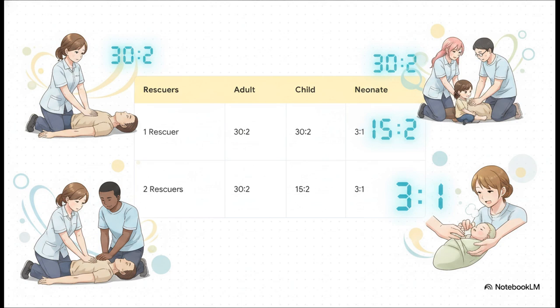Why the change? Because pediatric cardiac arrests are much more likely to be caused by respiratory failure, so they desperately benefit from more frequent ventilation when the extra manpower allows for it. And for a neonate, a newborn, the ratio tightens all the way down to 3 compressions for every 1 breath, no matter how many rescuers are present.